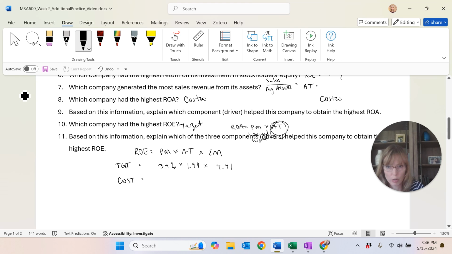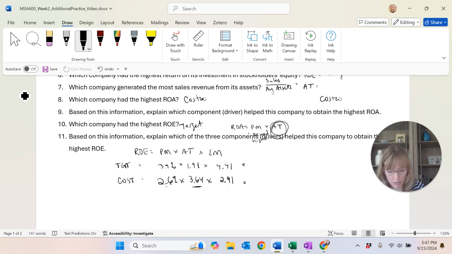Let's compare this to Costco's profit margin of 2.6 times an asset turnover that was much higher, 3.64, but an equity multiplier that was significantly lower. Okay, so higher asset turnover but lower profitability of sales, lower or a greater use of equity.